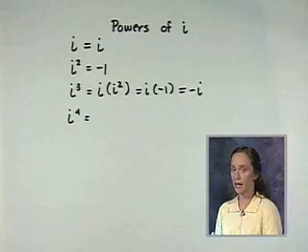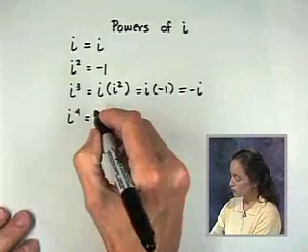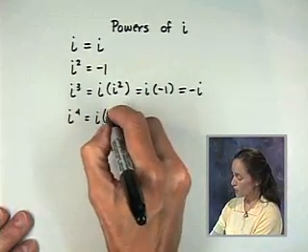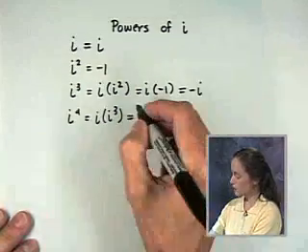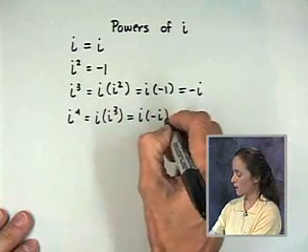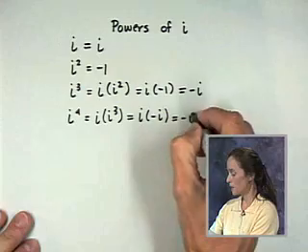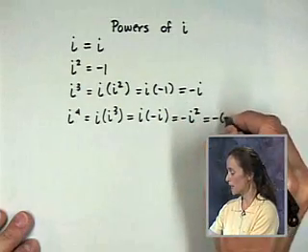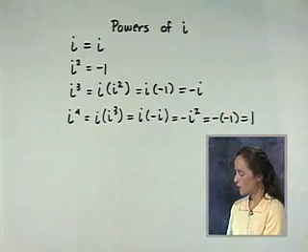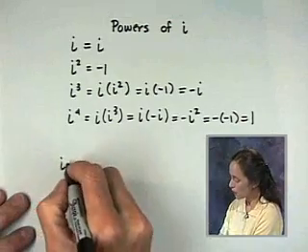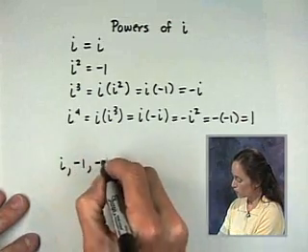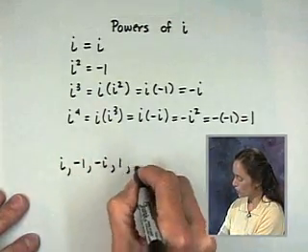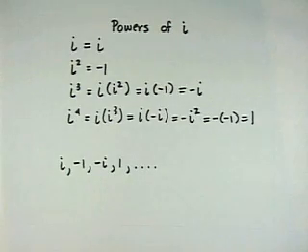This is negative i. i to the 4th is i times i cubed. i cubed is negative i. This is negative i squared, which is negative negative 1, or 1. The pattern is that powers of i will be one of the following results, and the pattern repeats. Let me do one example of this so that you have something to work on.